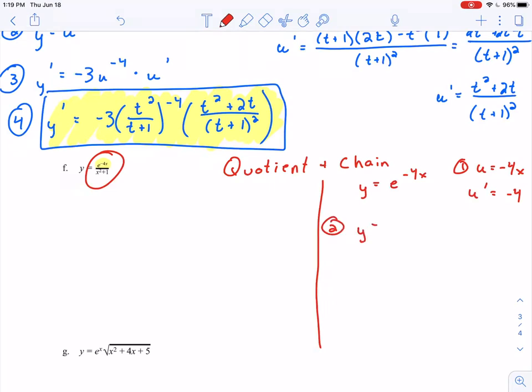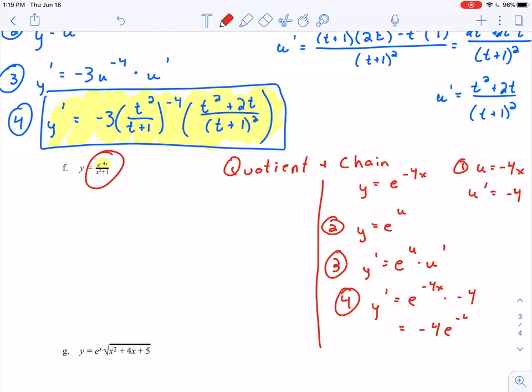substitution. So y equals e to the u power, so that I can take my derivative. Step 3, I can take my derivative y prime. The derivative of e to the u is just e to the u times u prime. And then in step 4, we're going to go ahead and plug in our u and our u prime. So y prime is equal to e to the negative 4x times u prime, that's negative 4. I'm just going to rewrite this to make it look a little bit nicer: negative 4e to the negative 4x power.